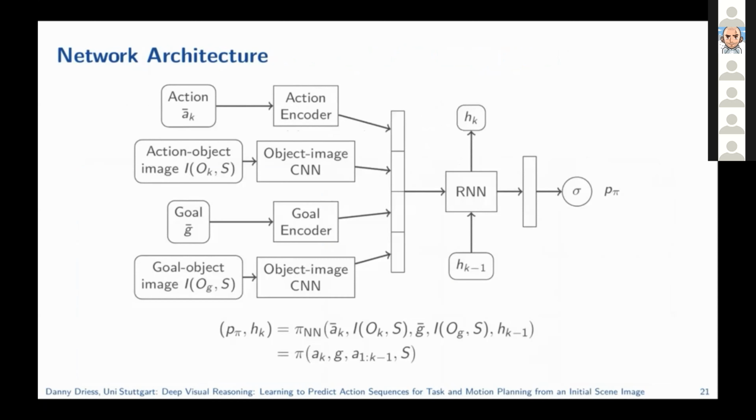The network we propose consists of CNNs that encode the action object images and the goal image, as well as fully connected layers that encode the action operator symbols and the goal symbol. The resulting encoding vectors then fit into a recurrent module, which takes care of sequence prediction.